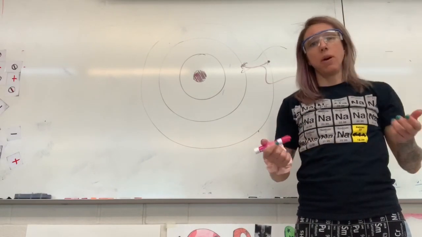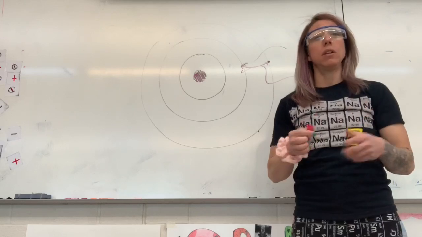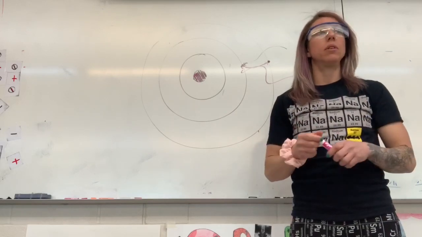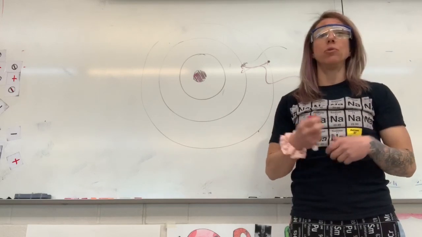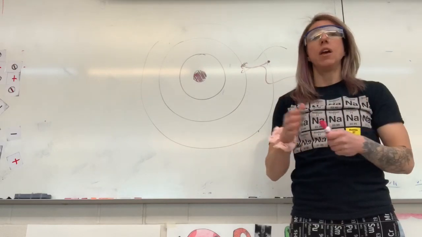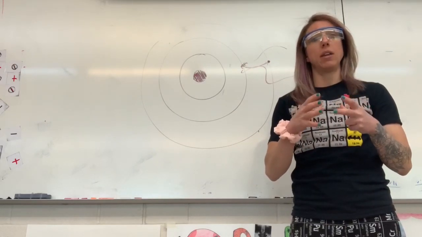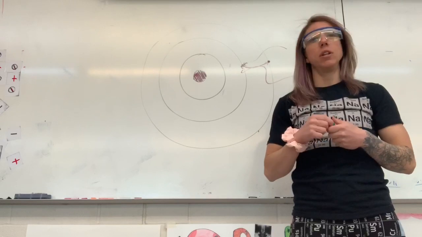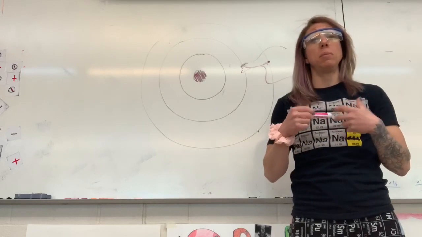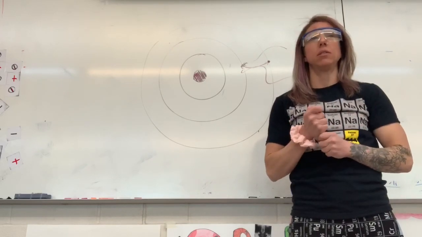Now the cool thing about this is that every element, every single one on the periodic table, would technically have its own unique spectrum that it gives off within this little photon or packet of energy. And different elements can exhibit different colors of light because of this.